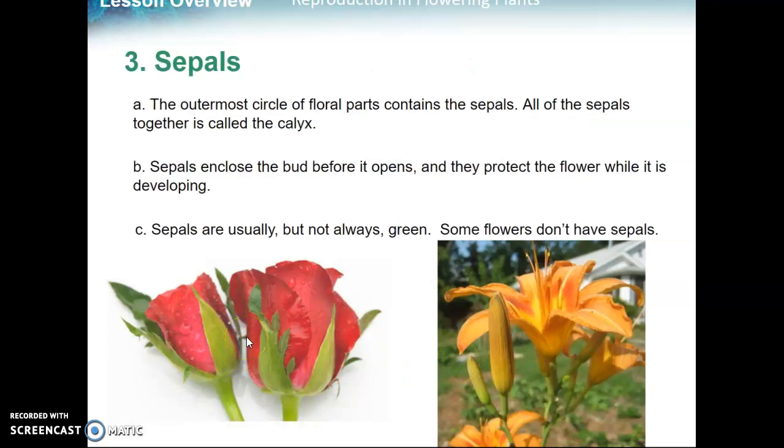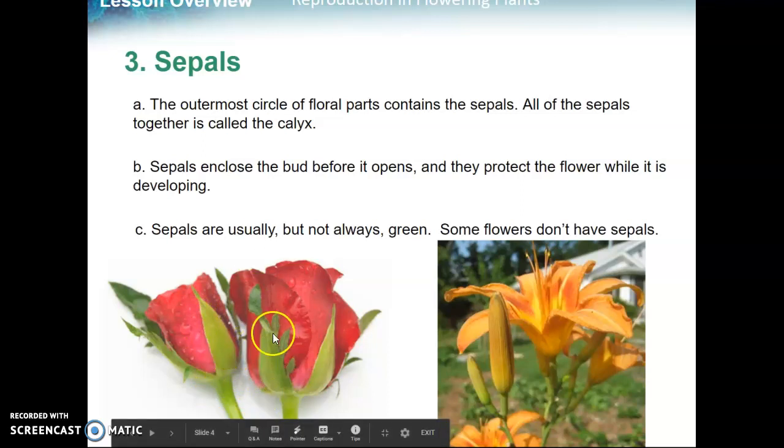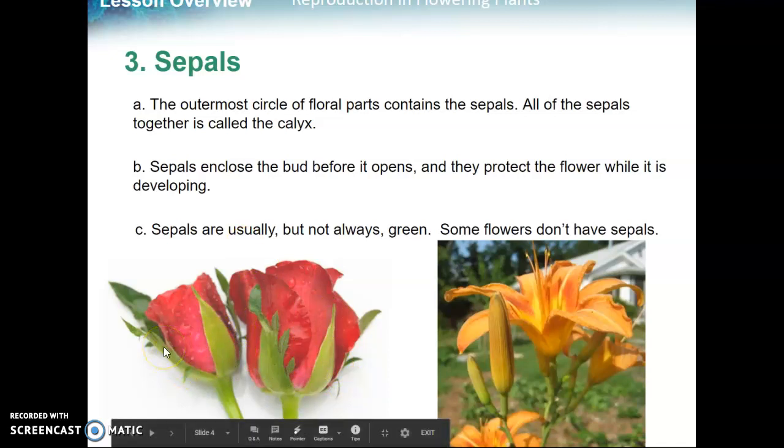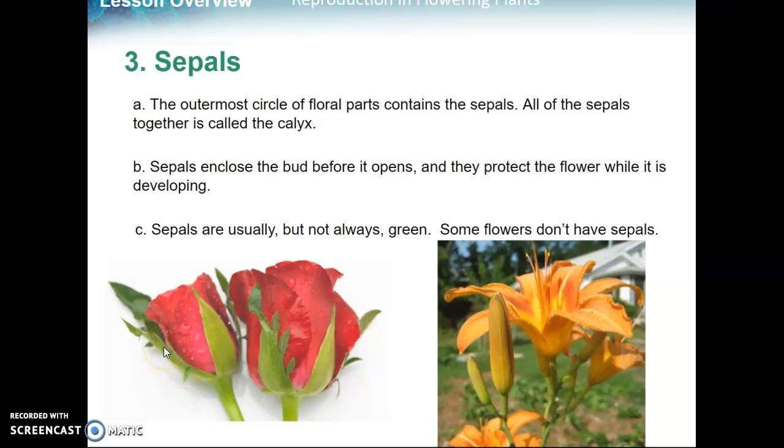So, first let's talk about the sepals. The outermost circle of flower parts are called the sepals. Here they are in this rose. These sepals are obviously green. You can see that. They enclose the flower bud. If this was closed up all the way, you would see nothing but green. They protect the flower while it's developing.